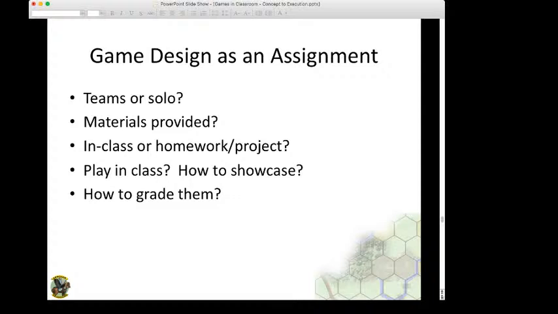You also need to figure out what your grading rubric looks like as a part of all this. What are the things that you expect the students to provide, and how are you going to score their outcome from that game?